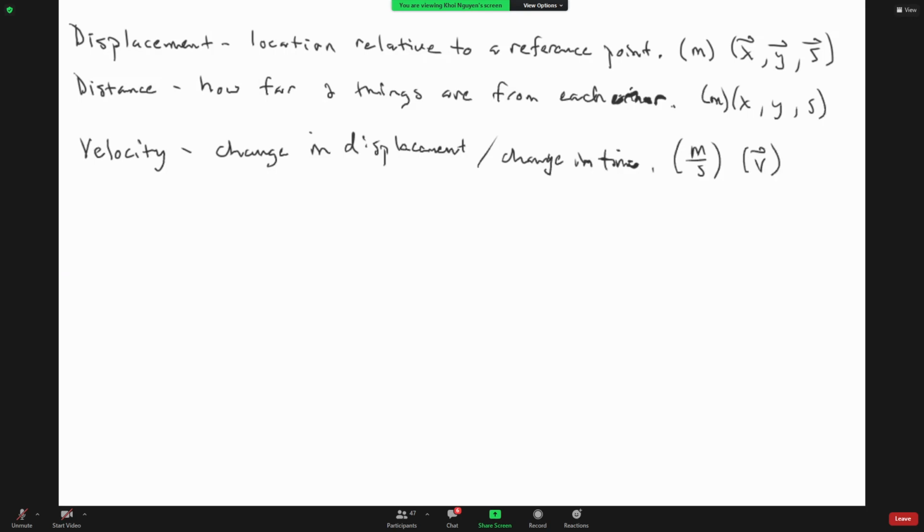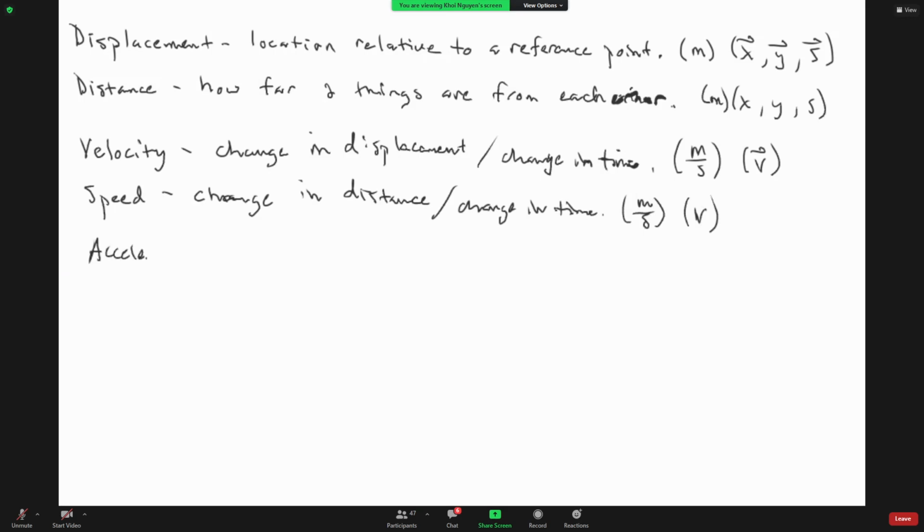The scalar corollary to velocity is speed. Speed is simply the change in distance over the change in time. Same units, v, no vector notation.